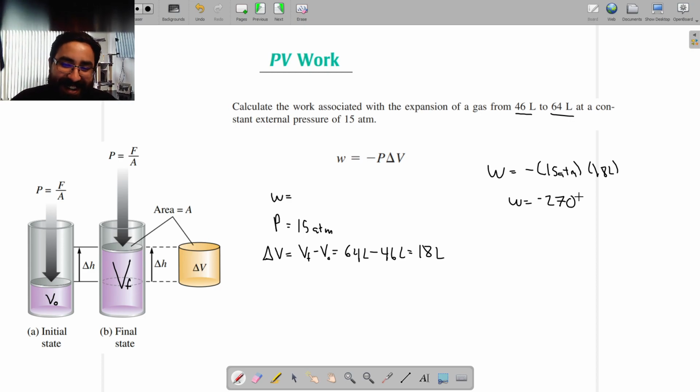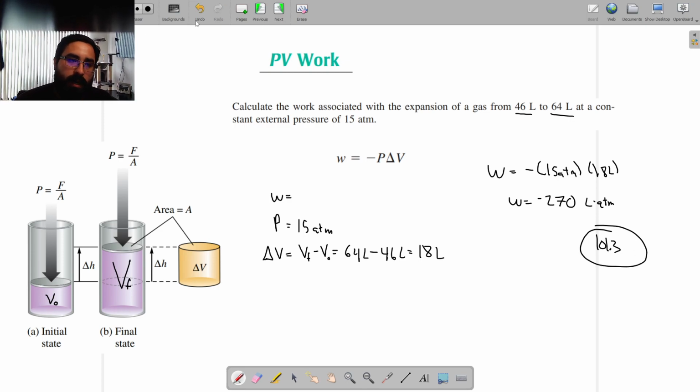No. But the units, do not forget your units. It is liters times atm. But whenever we think of work, we think of joules. This should actually be in joules. How do you turn L times atm into joules? It's all about Pascal's number.